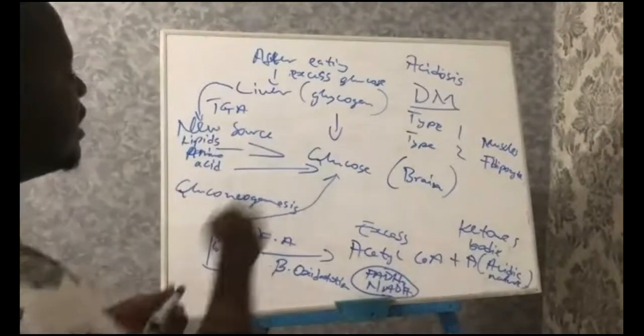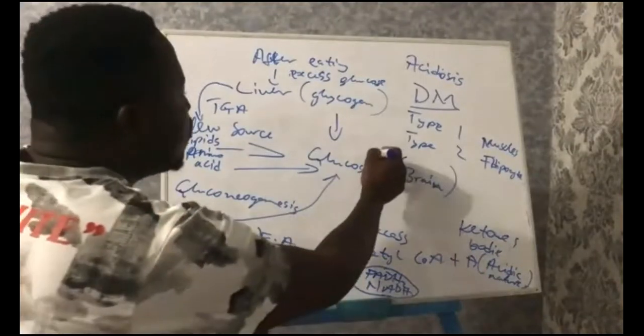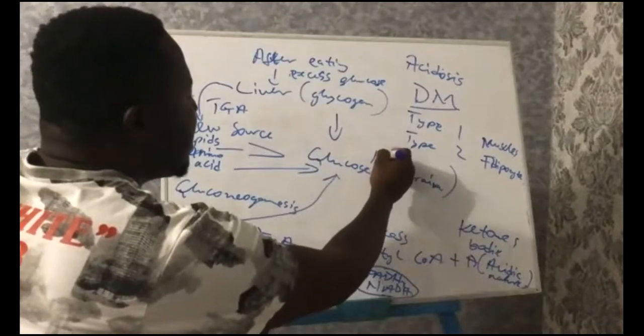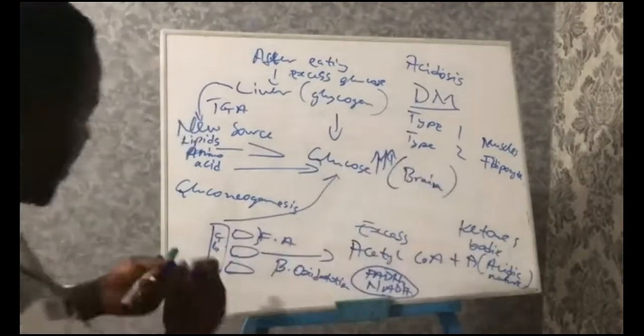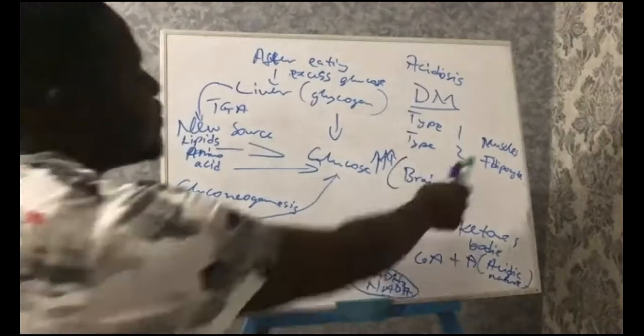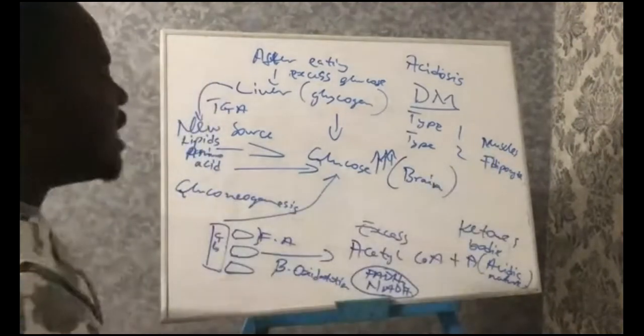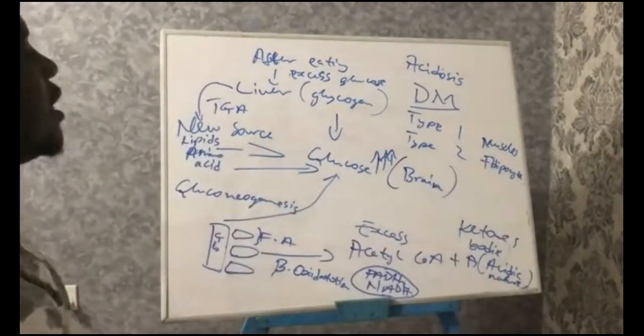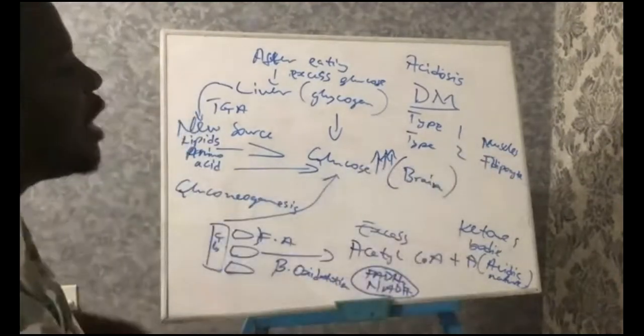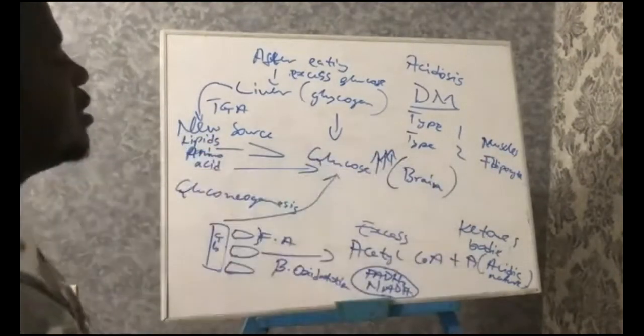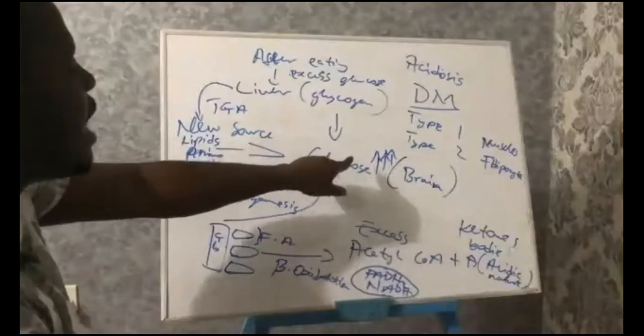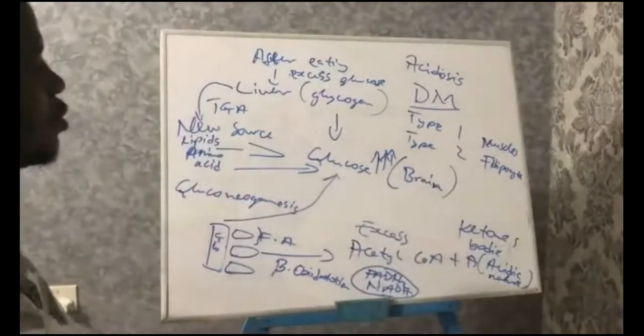So in diabetes, the patient's sugar will still be high in the blood, okay? But you know one funny thing? Because the muscles and adipocytes are not getting the glucose, they are starving. So we call it starvation in the midst of plenty. There is more glucose in the blood, but they cannot take the glucose.